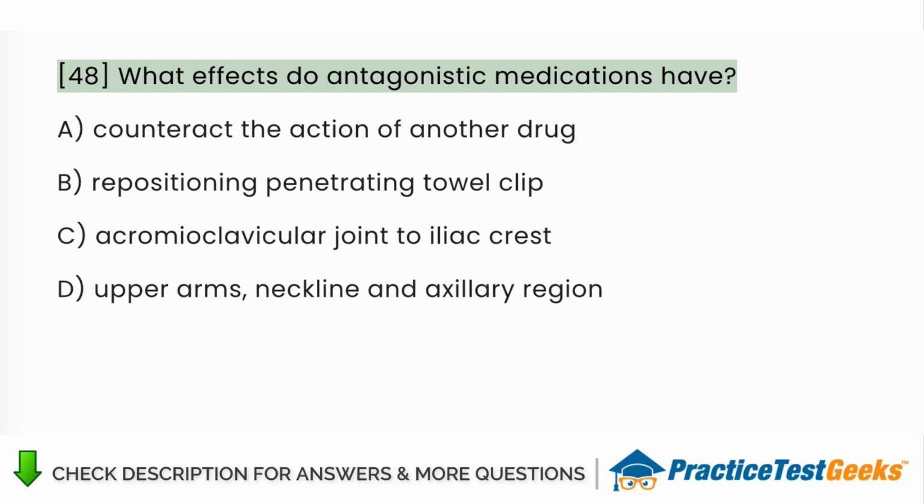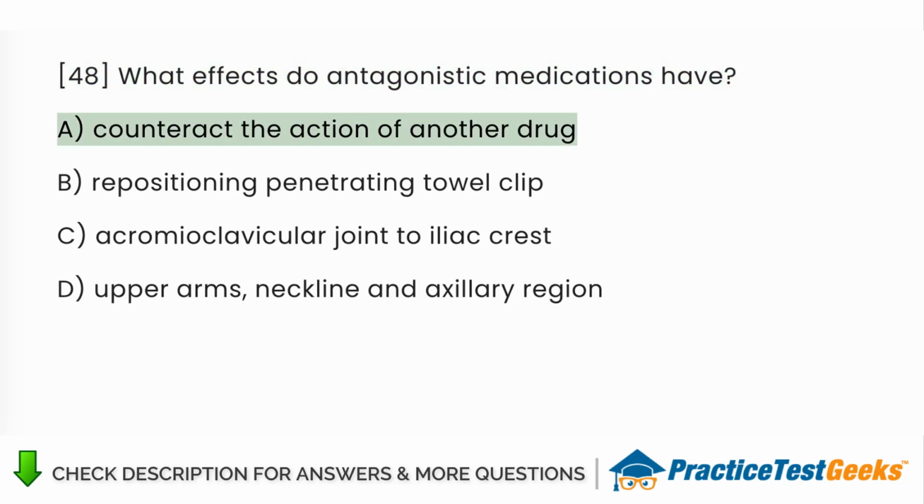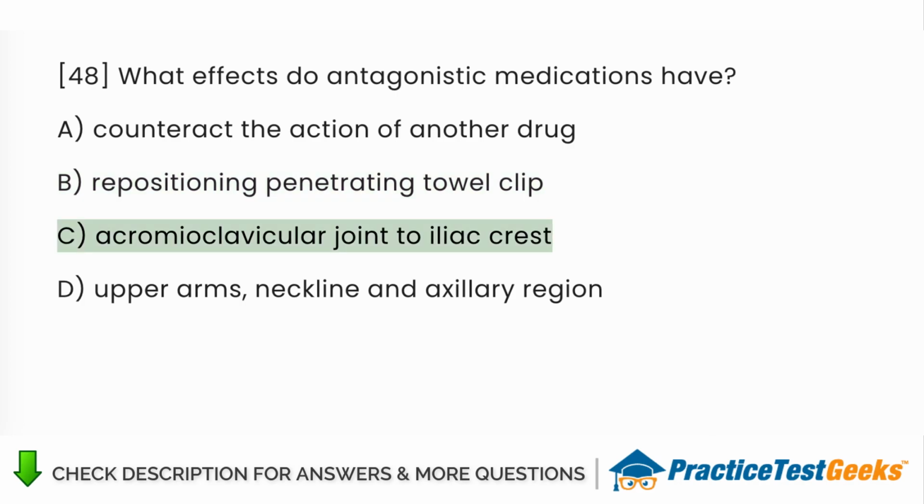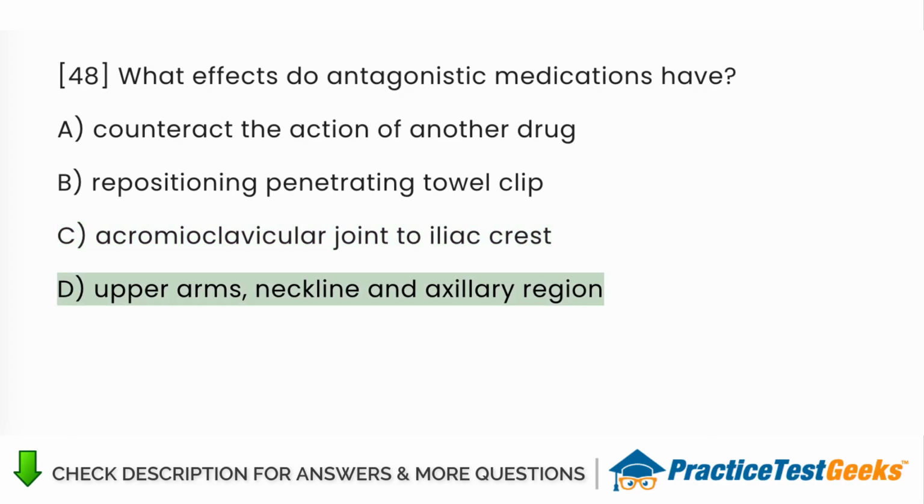What effects do antagonistic medications have? A. Counteract the action of another drug. B. Repositioning penetrating towel clip. C. Acromioclavicular joint to iliac crest. D. Upper arms, neckline and axillary region.